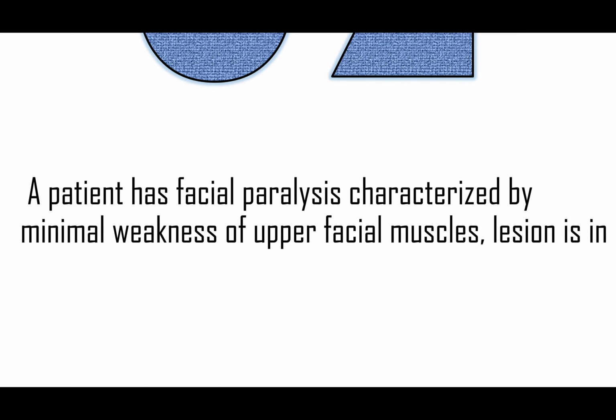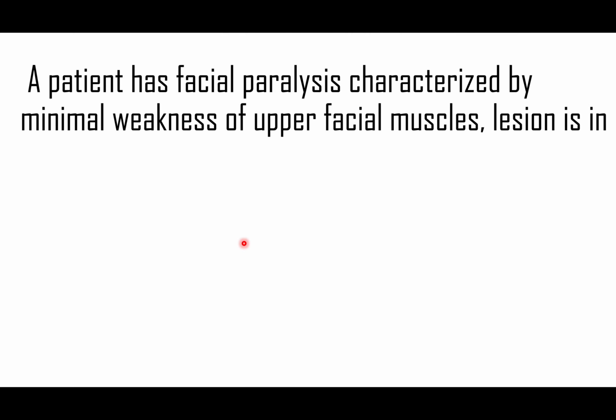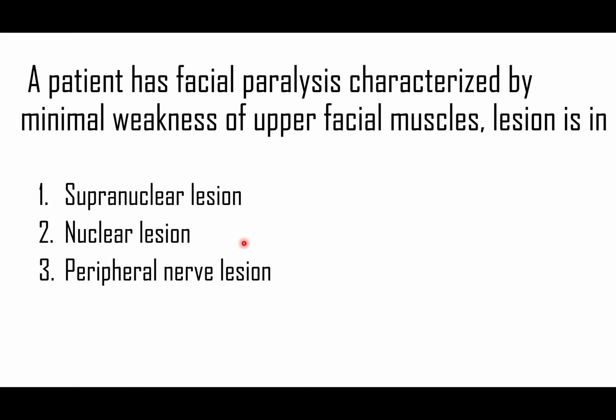Now the second MCQ: the patient has a facial paralysis characterized by minimal weakness of upper facial muscle. The lesion is in, and the options are: supranuclear lesion, nuclear lesion, peripheral nerve lesion, or none of the above. Here we can see the scenario that the patient has a facial paralysis, but it is characterized by minimal weakness of upper facial muscle. So the lesion can be in one of the following areas: supranuclear lesion, nuclear lesion, peripheral nerve lesion, or none of the above.